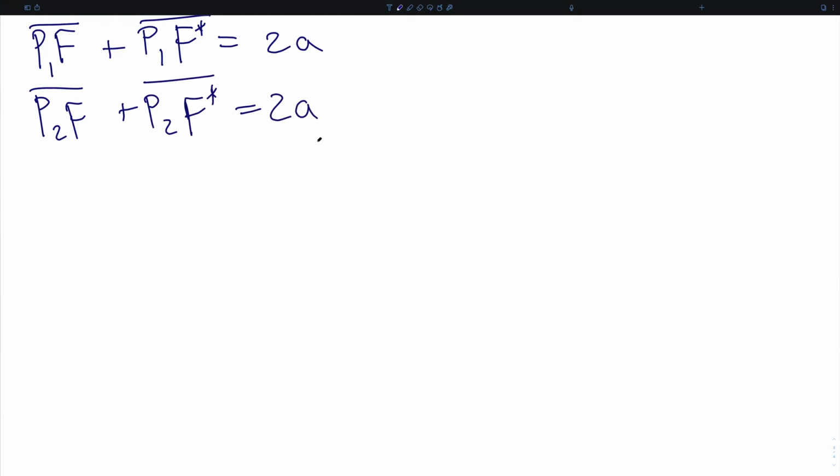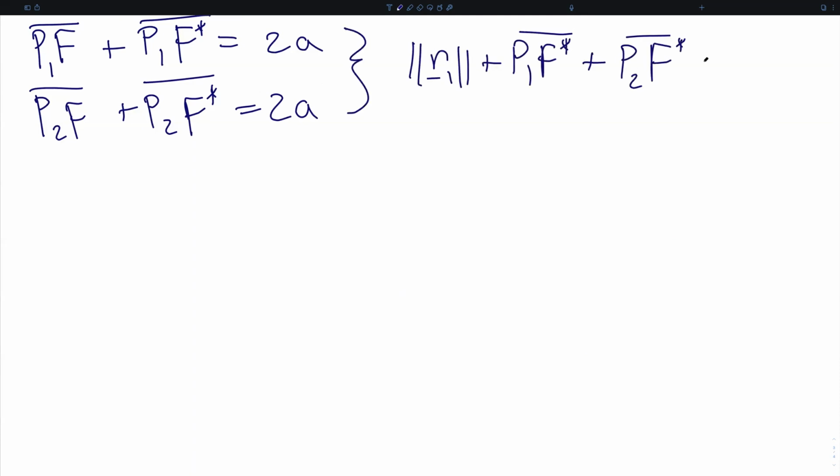Remember, we have these 2 governing relationships. These are the expressions that gave us the original geometry of the 2 intersecting circles that allow us to establish the location of the vacant focus. If we add all of these together, and recalling that this is the norm of our vector R1 and this is the norm of our vector R2, we will get: the magnitude of R1 plus the magnitude of R2 plus the 2 segments between P1 and P2 and the vacant focus F star altogether have to equal 4 times the semi-major axis of the transfer ellipse.